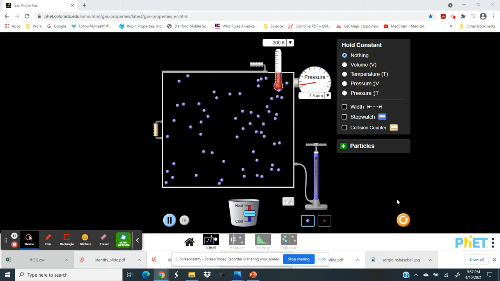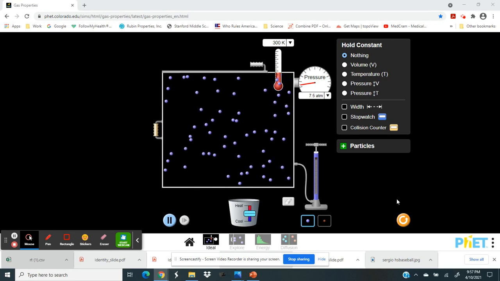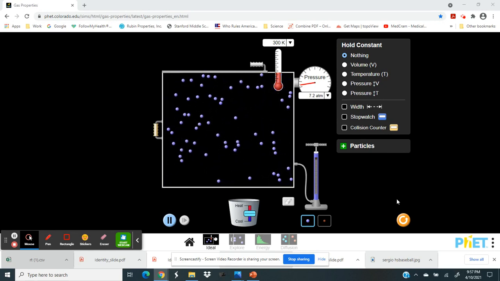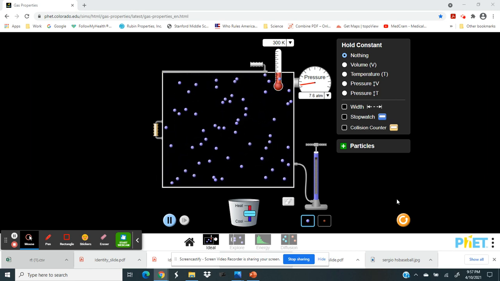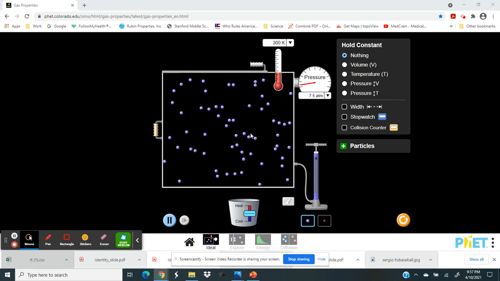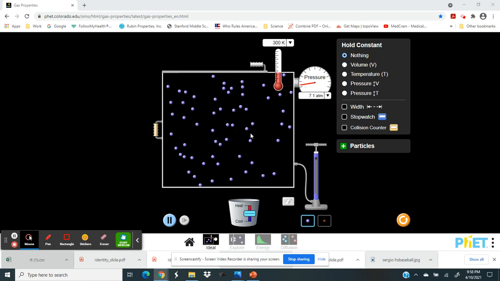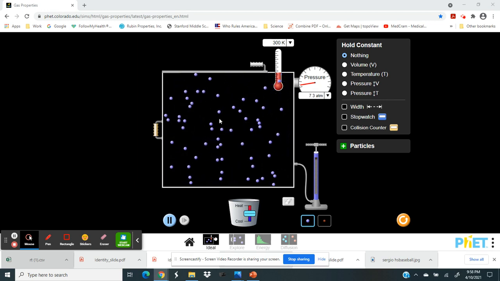Okay, so in this video, what we're going to do is quickly summarize qualitatively the gas laws. In other words, we're not going to do the calculations. The calculations we'll do on separate videos for each gas law. But this one, I just want to use this simulation here to go ahead and give us an idea of how these gas laws work and what the relationship is between the variables within the gas laws.